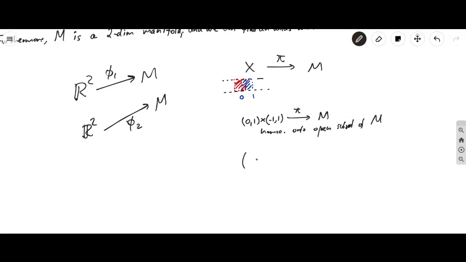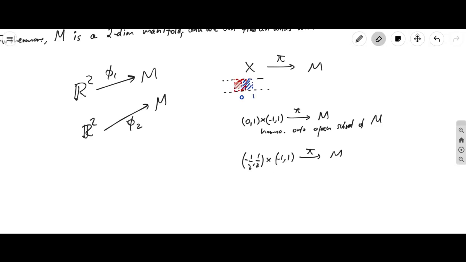And then you'll have another chart that goes from -1/2 to 1/2, -1 to 1, and you map it into M using the same map pi, but you're just restricting it to a different domain. And this will also be a homeomorphism onto an open subset of M. And now everything is covered, right? Because the last piece that was missing, that edge, is now included in the red piece. So now everything is covered.